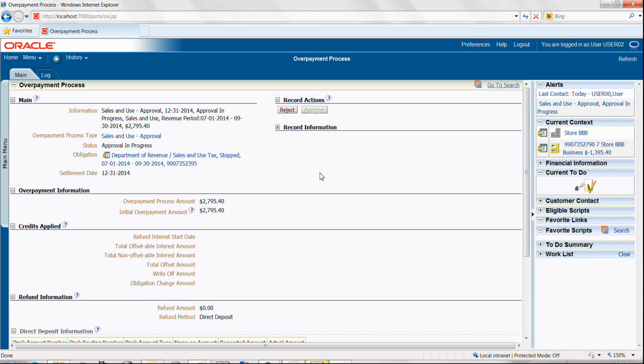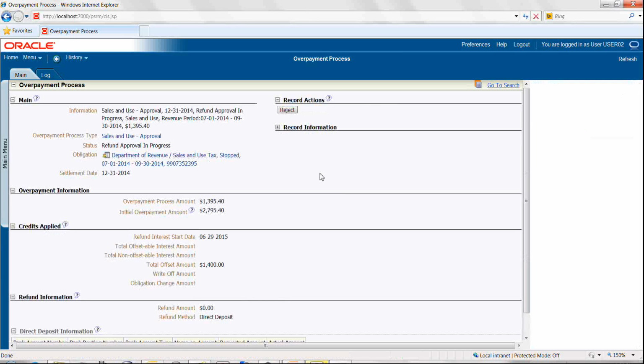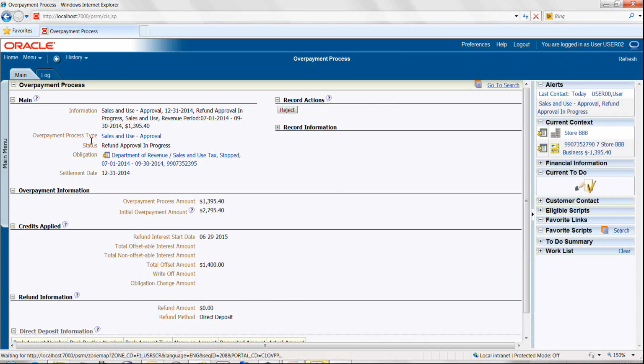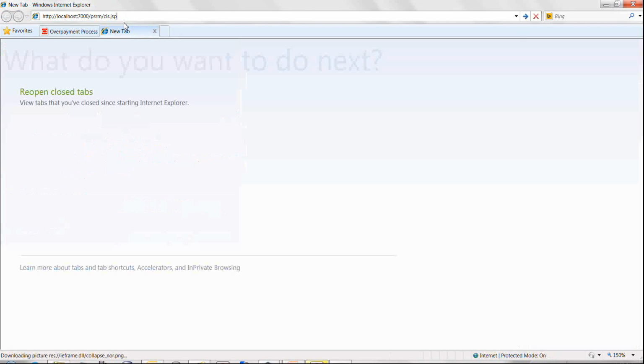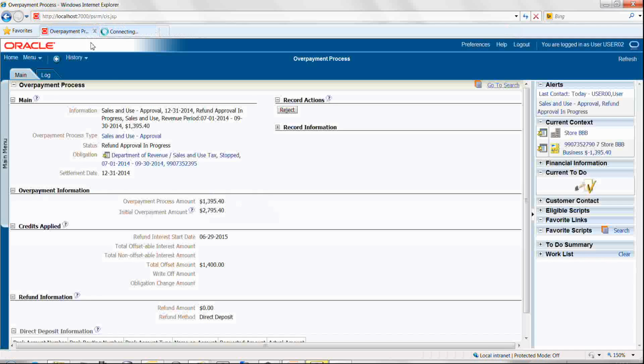So that should be the approval that we need. So now it's moved to refund approval in progress. But before we do that, I'm going to actually open up another tab. It's going to be important for us to view what's going on, but let's wait for that to come up.